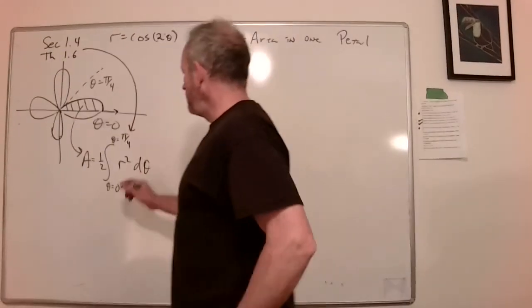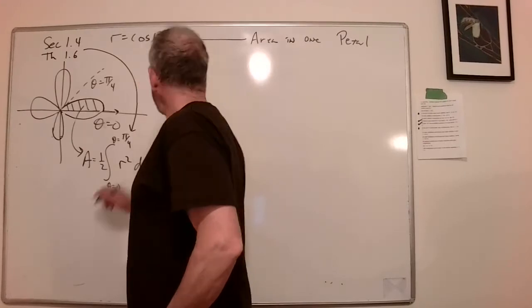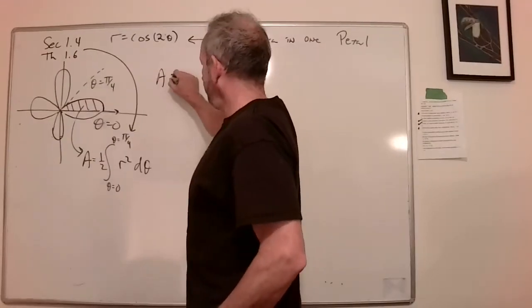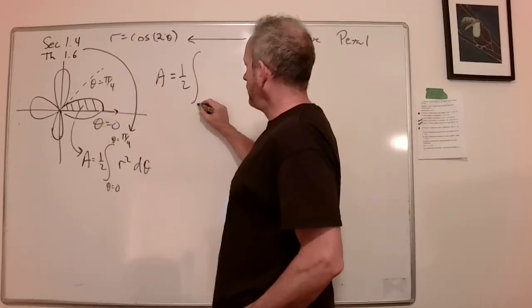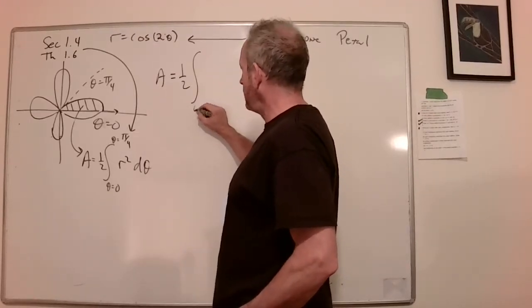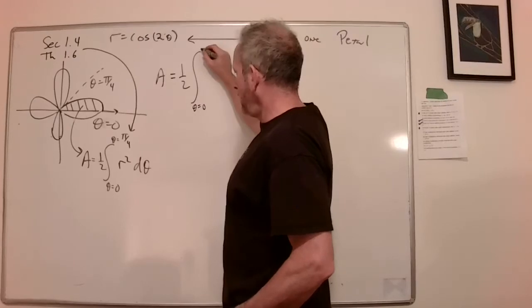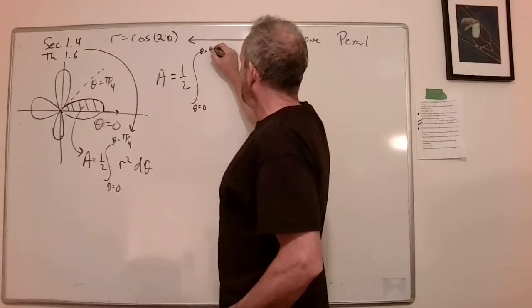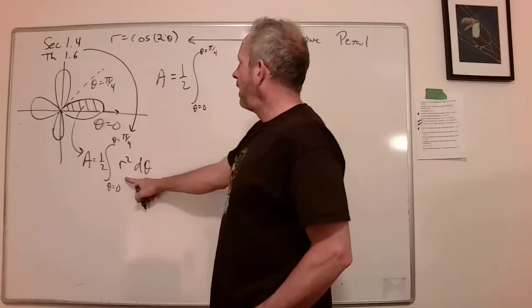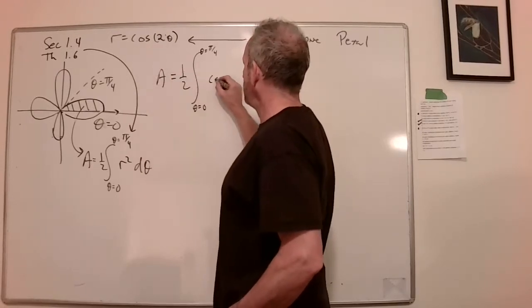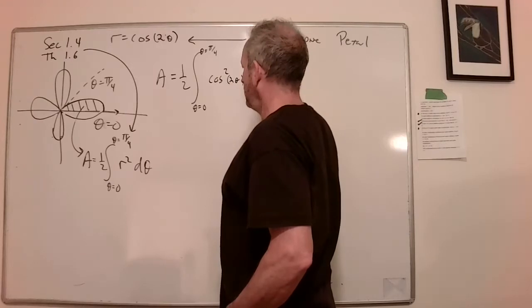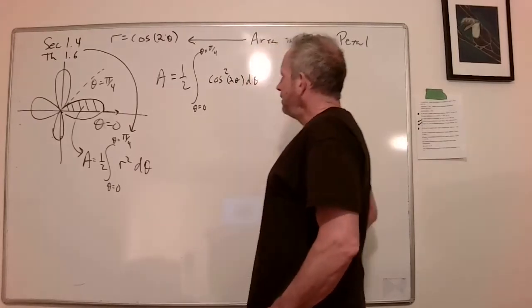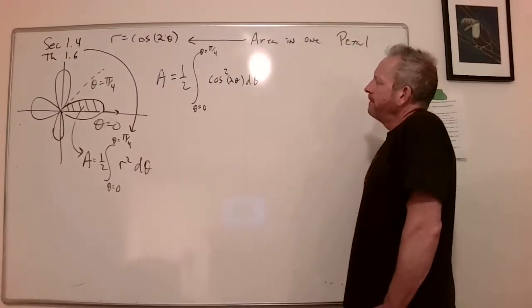So let's go ahead and set up this integral right here. This tells us that the area is equal to 1/2 times the integral, remember this is theta, so I wrote that there just to emphasize that. Theta goes from 0 to pi over 4 of r squared. Well, what is r? It is cosine of 2 theta, d theta. (That's my dog barking there.) And we have to do this integration.